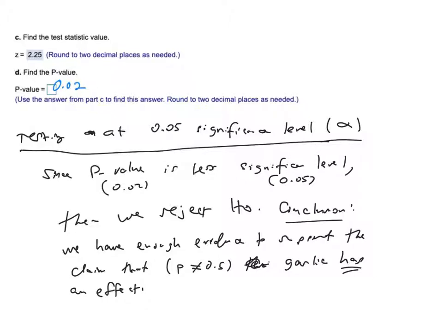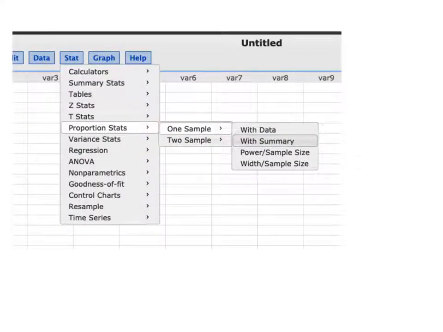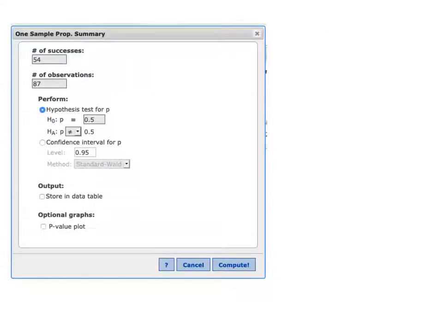Okay, so then briefly in StatCrunch, if you wanted to do the same problem. Just real quick, under the Stat menu, if you go to Proportion Stats, One Sample with Summary, this is the same thing that we did for the confidence intervals. You come to a screen that looks like this. We're going to tell it that we're going to do a hypothesis test for P. We have to tell it the hypotheses that we're using, so that will match what we did before: P equal 0.5, alternative is P not equal to 0.5. And all the rest of this does not matter.